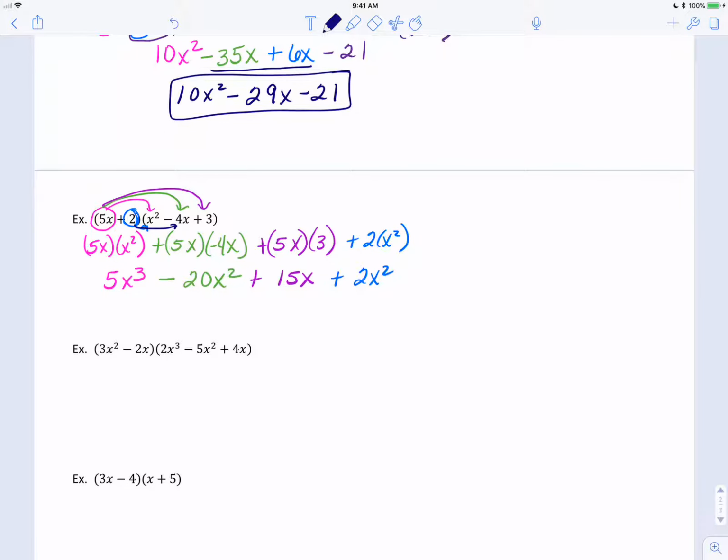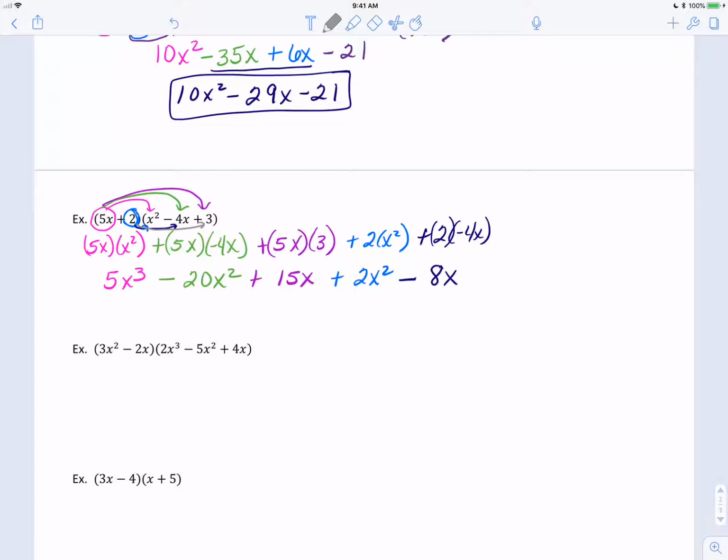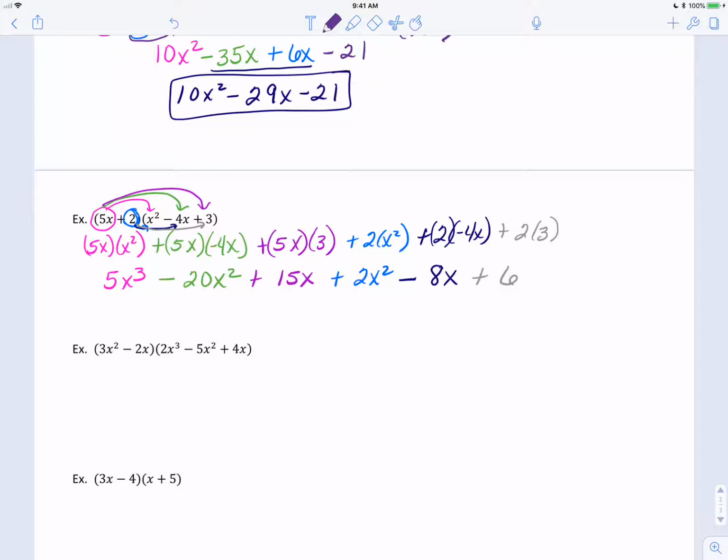2 times the -4x. Oops, I put that in the wrong spot. Sorry, that would be -8x. Then the 2 times the 3. Okay, but before we finish, we've got to make sure that we combine any like terms.